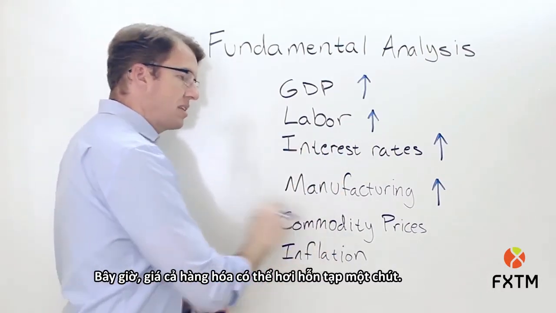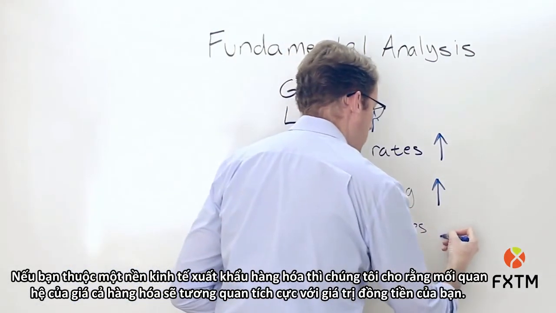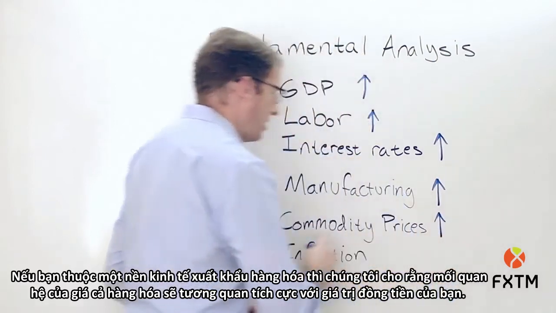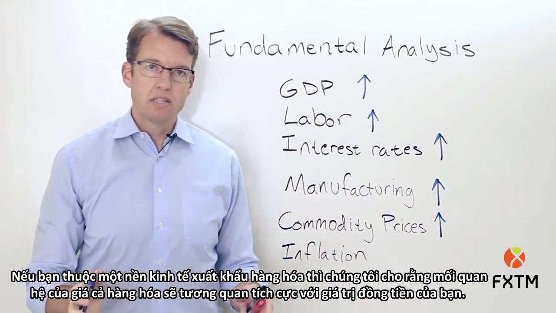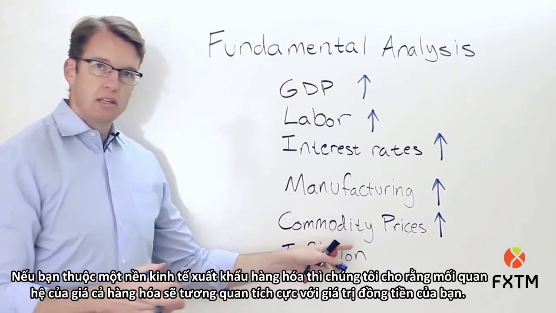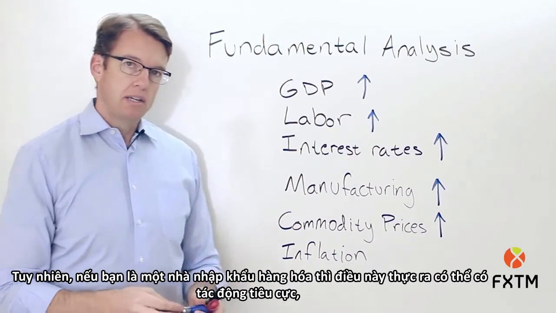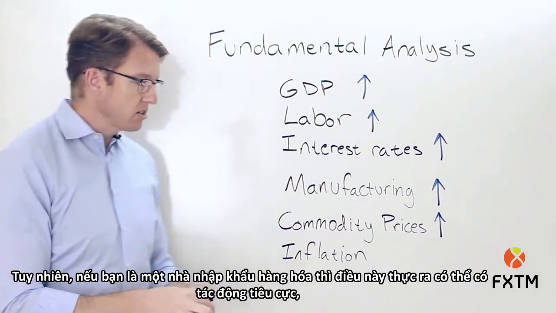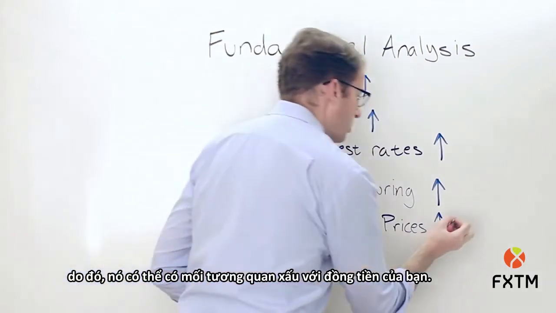Now, commodity prices can be a little mixed. If you're a commodity exporting economy, then we would expect that the relationship with commodity prices should be positively correlated with your currency's value. However, if you're a commodity importer, then this could actually have a negative impact. So it could have a negative correlation with your currency.